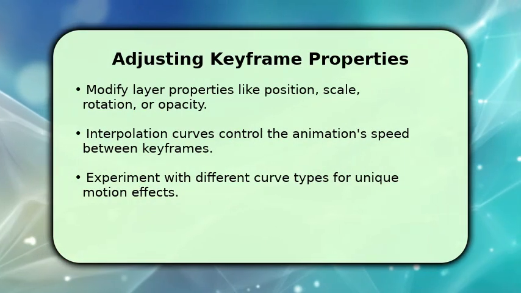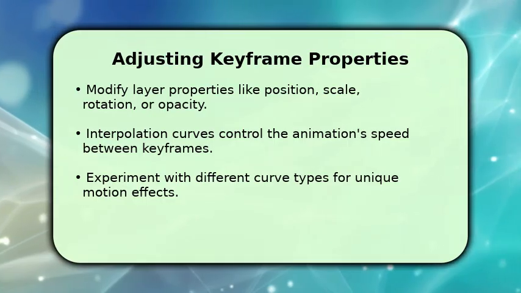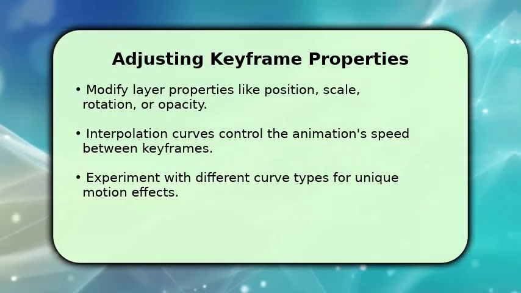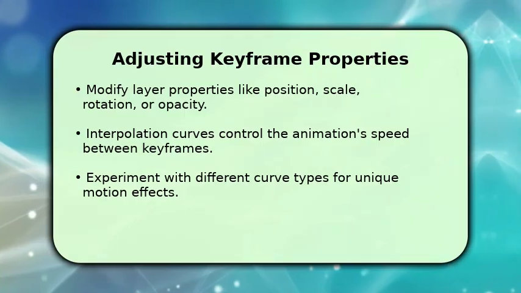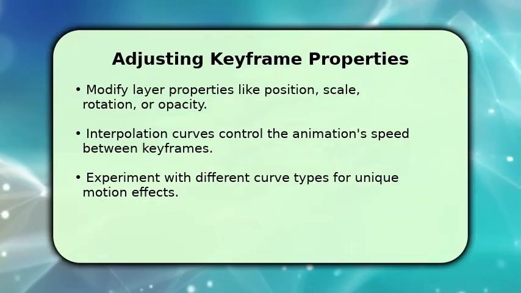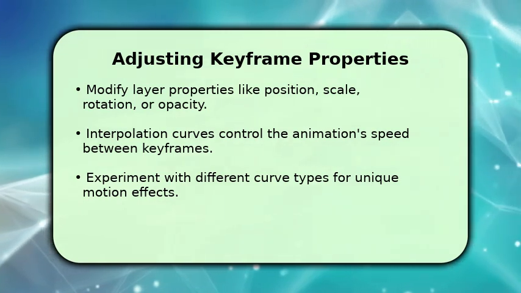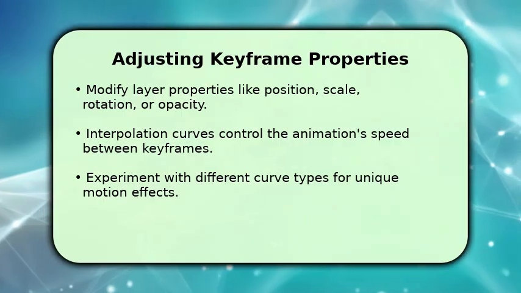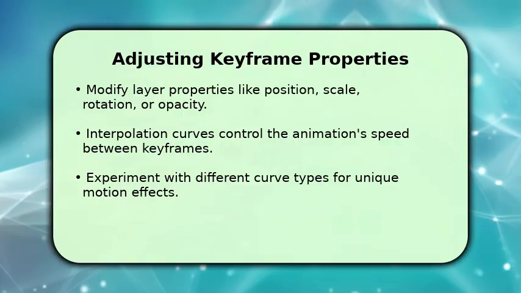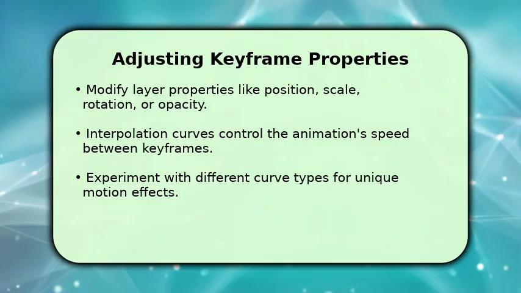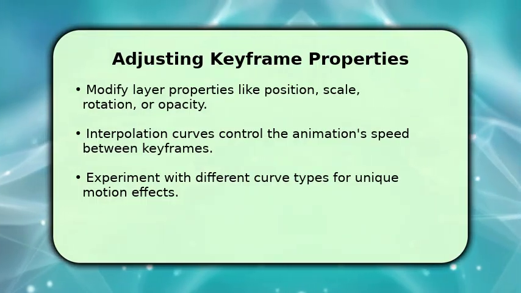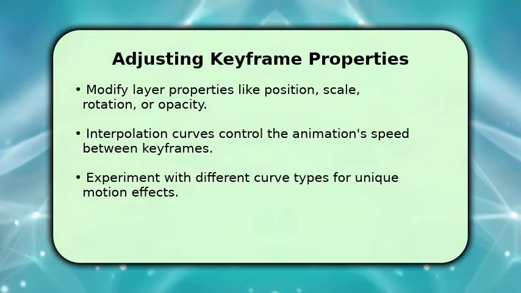Once you have 2 or more keyframes, you can fine-tune the animation. Between any 2 keyframes, you can adjust the interpolation curve to control the speed and flow of the animation. Alight Motion offers several curve types, such as ease in or ease out, allowing you to create smooth accelerations or decelerations. Experiment with these curves to achieve the exact motion you envision for your elements.